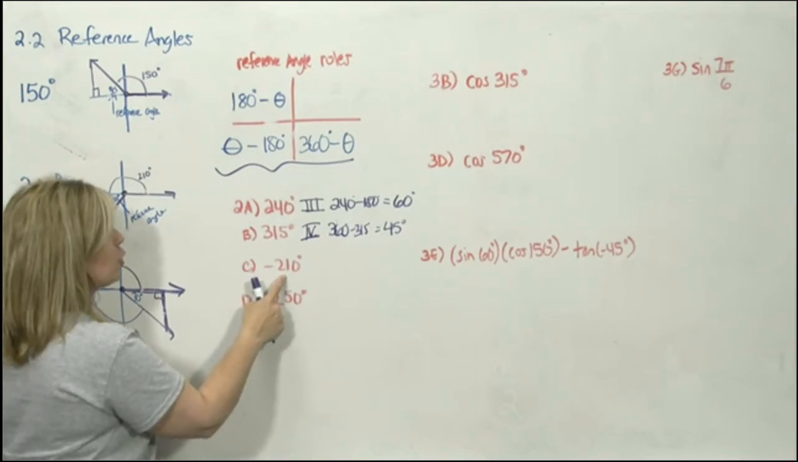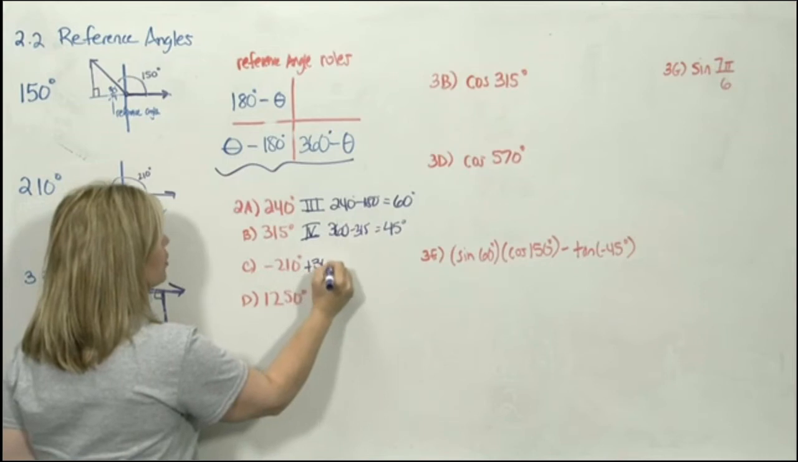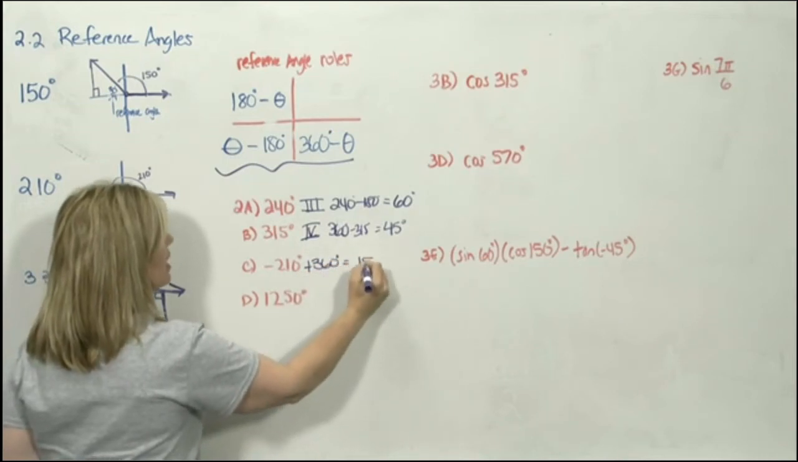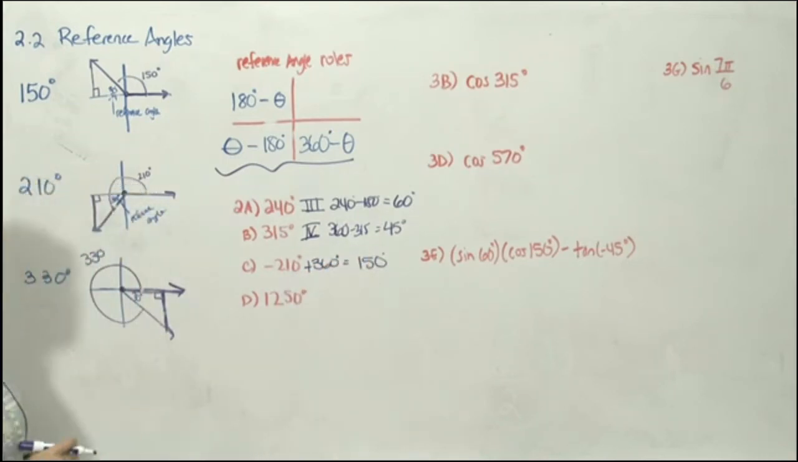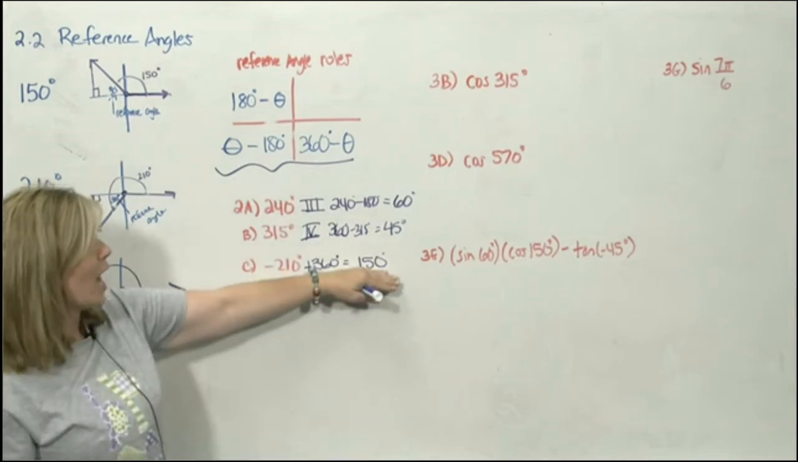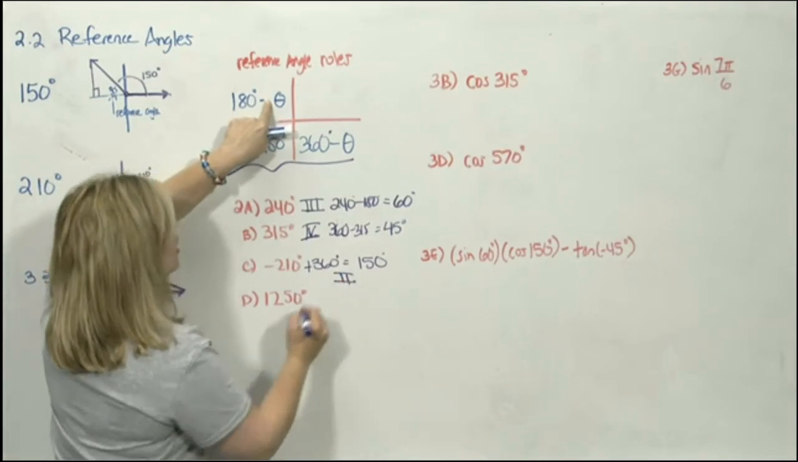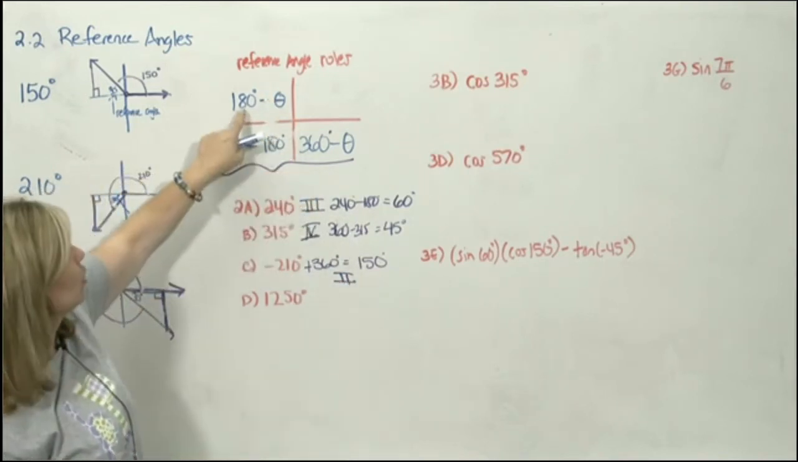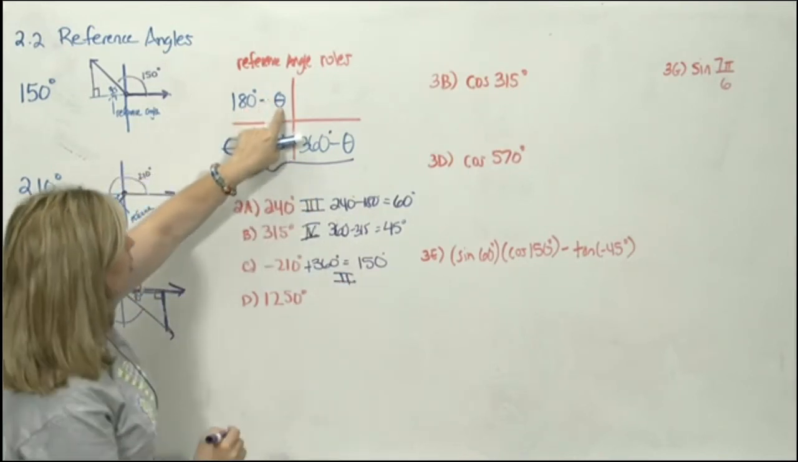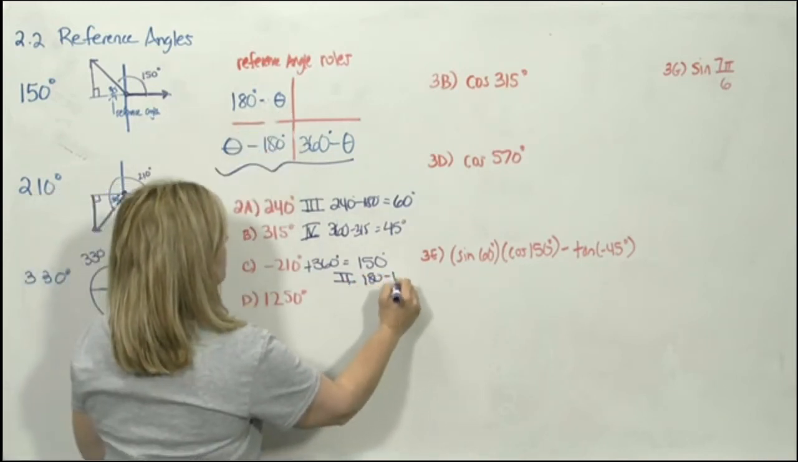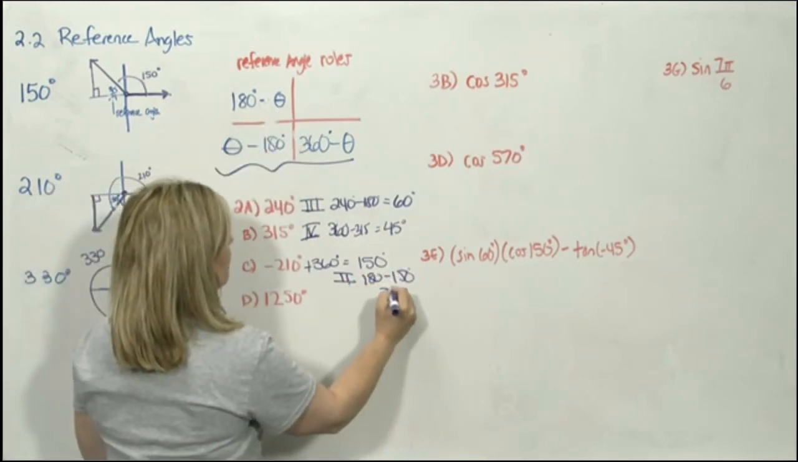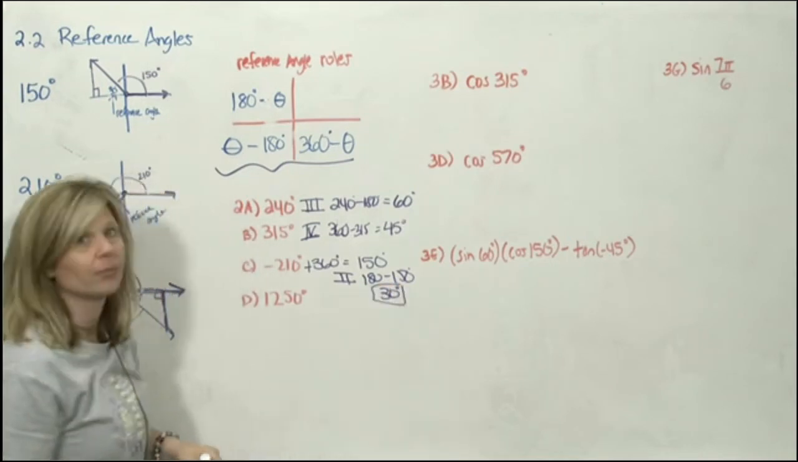How do we make negative 210 positive? We add to it 360. And that would give us 150 degrees. Do you agree with that? What quadrant is that in? Oh, that's in quadrant 2. So in quadrant 2, the reference angle rule is 180 minus theta. So 180 minus 150 means my reference angle would be 30 degrees.